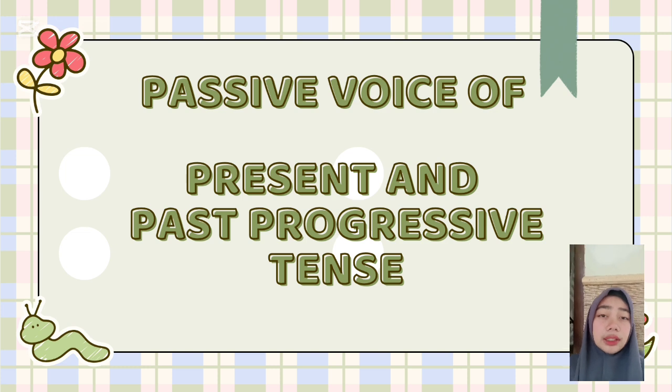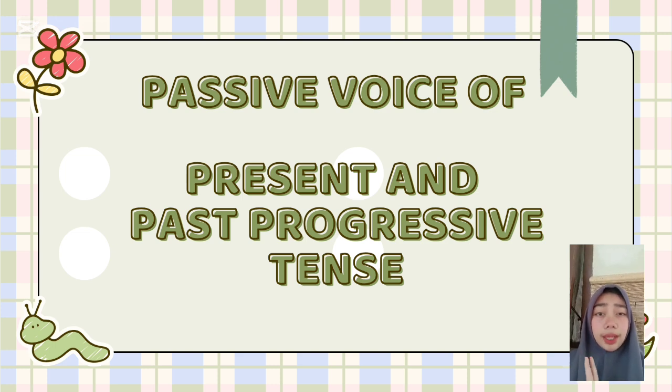The example for the active sentence is she is washing the car. So the passive is the car is being washed by her. So steps to form the passive voice in present progressive. First, identify the object of the active sentence.